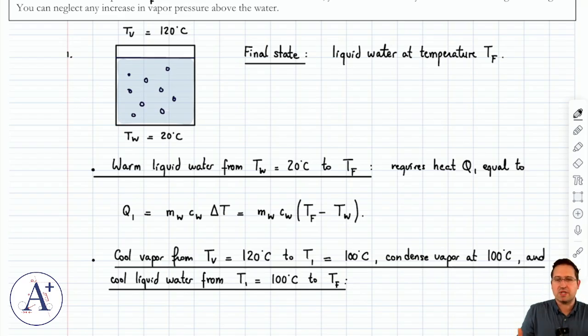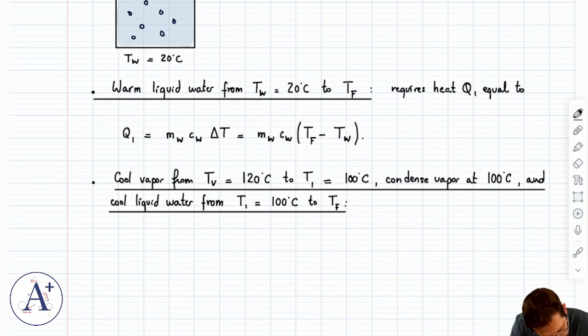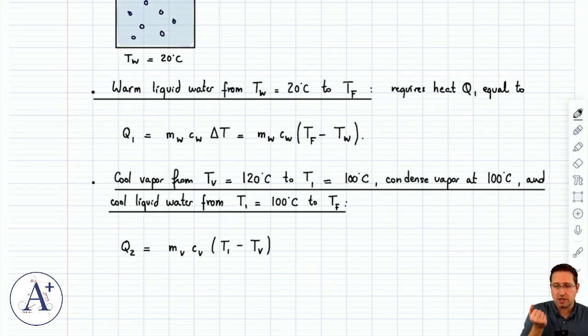And of course, these things are happening at the same time in the container, right? But it's easier to do the accounting separately and to track each substance separately, and then you add the heats up to 0. Okay. This requires removing an amount of heat, Q2, which is going to be equal to, okay, now first things first, I am going to have MC delta T to go from 120 to 100, right? So I'm going to have mass of vapor, specific heat of vapor, T final T1 minus the initial temperature T vapor. That's going to be a negative number. It's the amount of heat I have to remove to go from here to here.